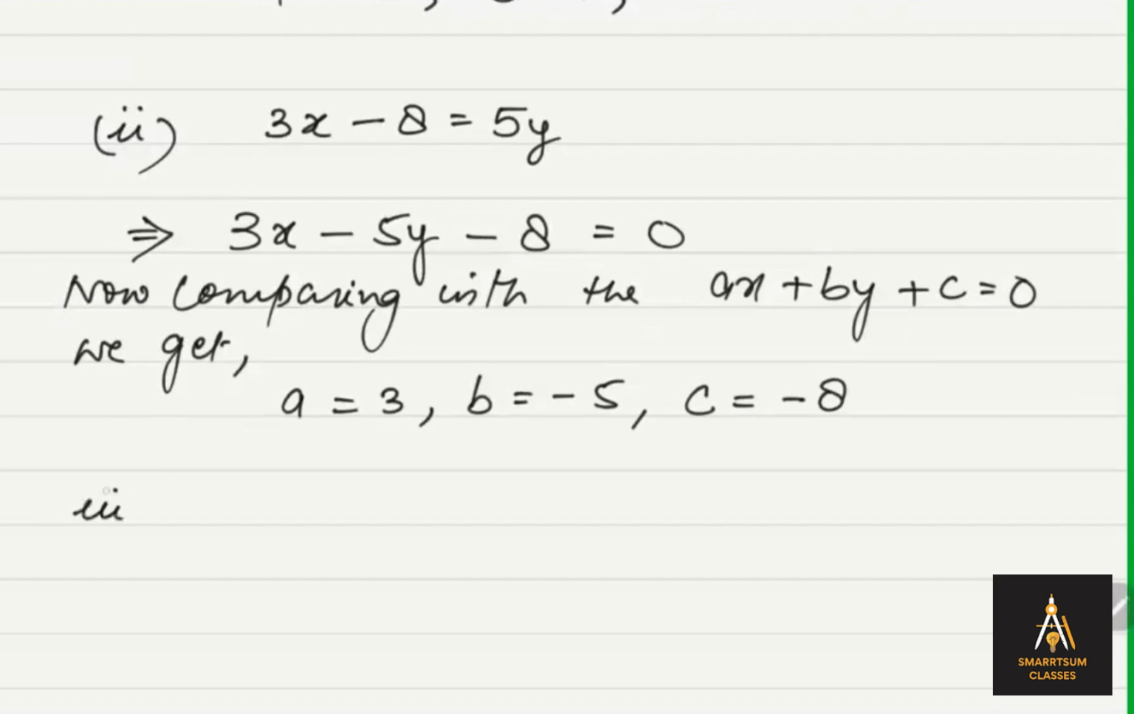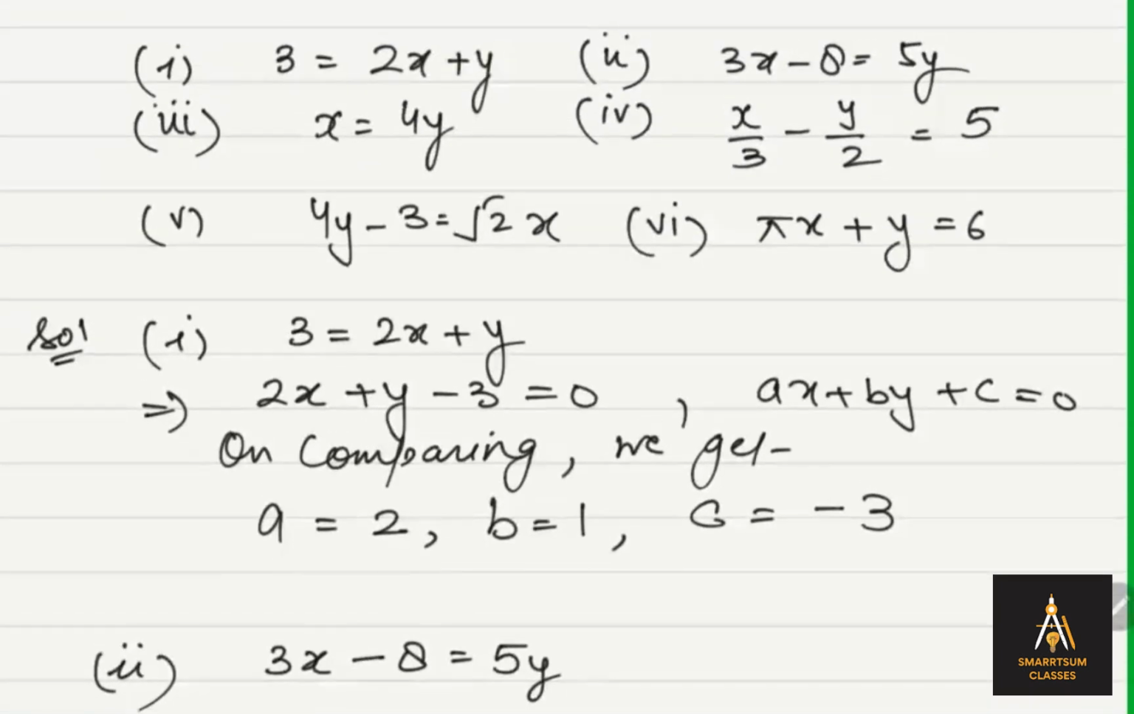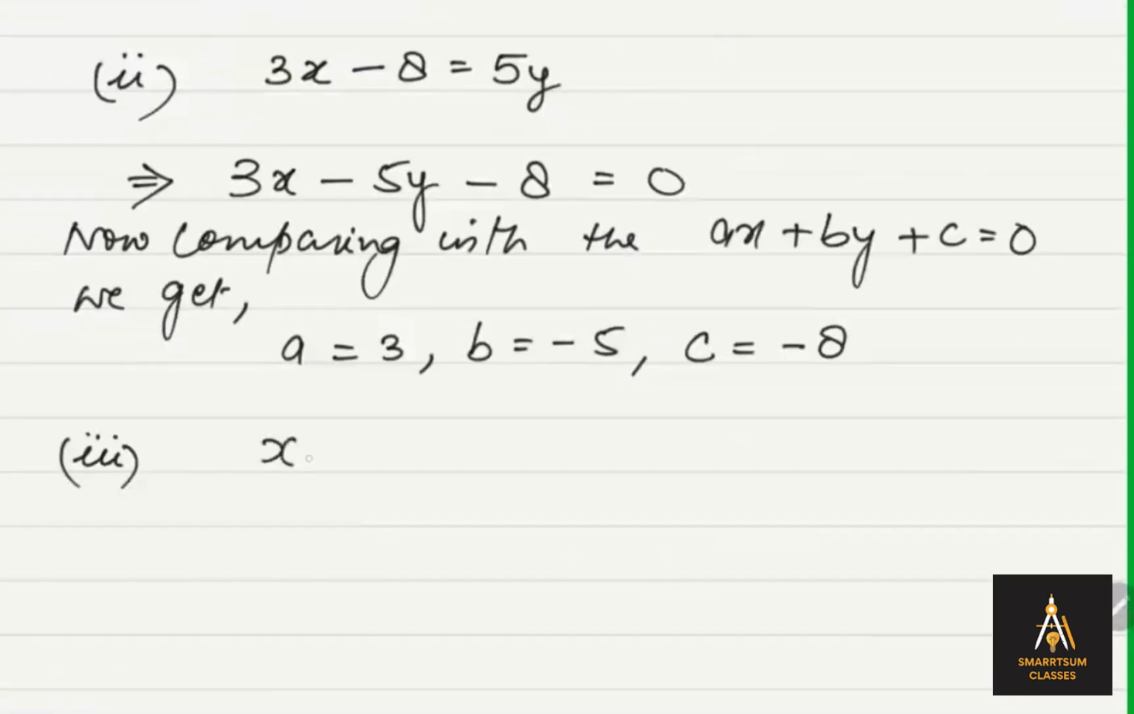Now see the third one. Third equation is x is equal to 4y. So what we do? We take this 4y, we transpose this 4y to this side from LHS to RHS, right? So it will become x minus 4y equal to 0. Getting that?